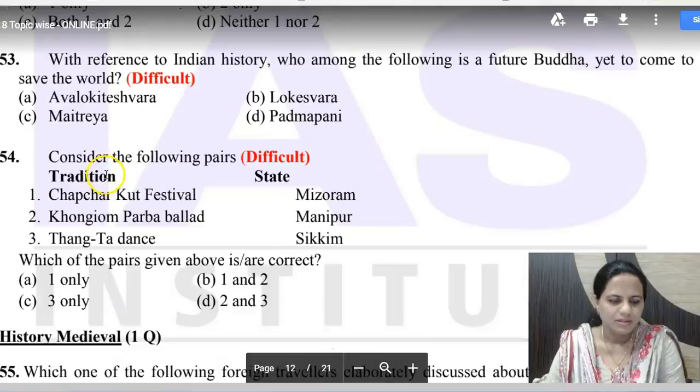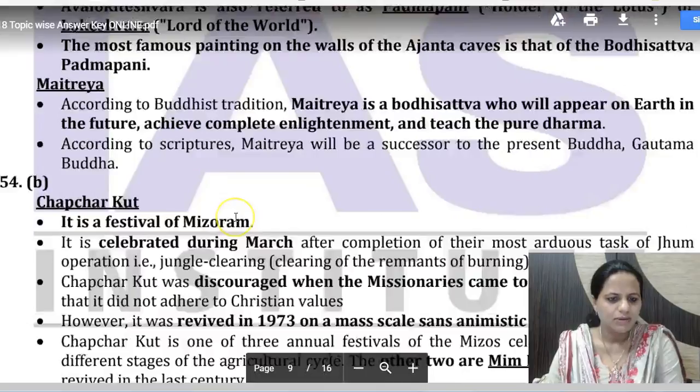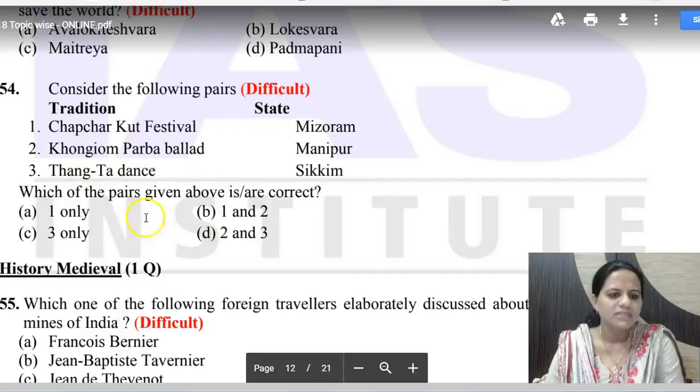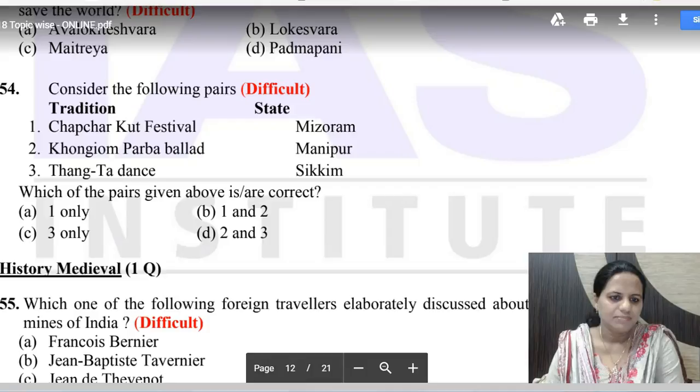Then next is, consider the following pairs, tradition and state. So this is Chapchar Kut festival, Khongyam Parba ballad and Thangta dance. Thangta dance is something which has quite often been in news, it's from Manipur. So, at least 3 is incorrect, you should know. Then again, you would be stuck with A and B, 1 only or 1 and 2 only. So, this is actually a difficult question. And here, the correct answer actually is B. 1 and 2, both are correct.